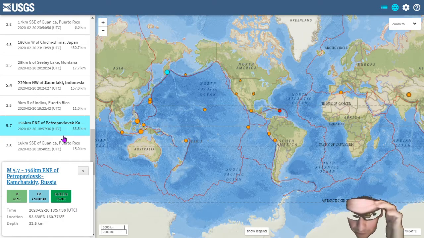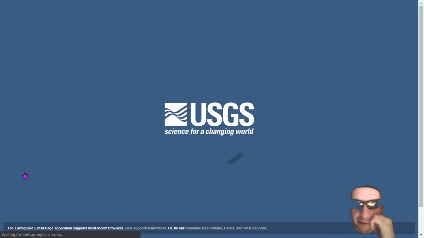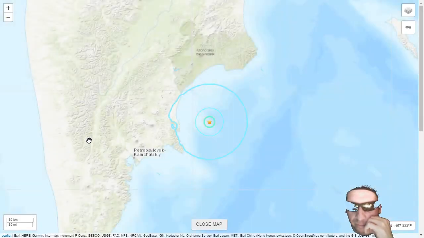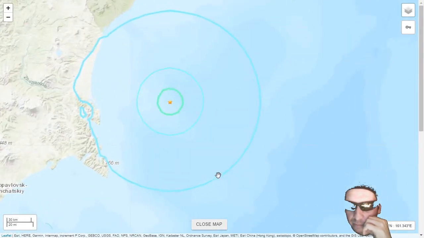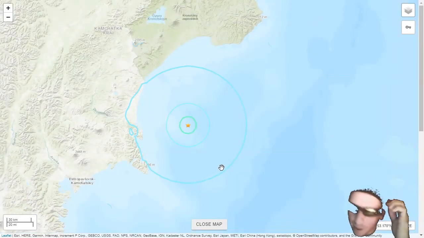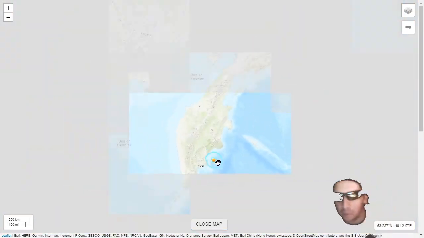That one at 33.5 kilometers depth. Let's see if it's underneath a volcano. And it was out in the ocean. And that is an odd crater-like area. Let's hope it's not a supervolcano.